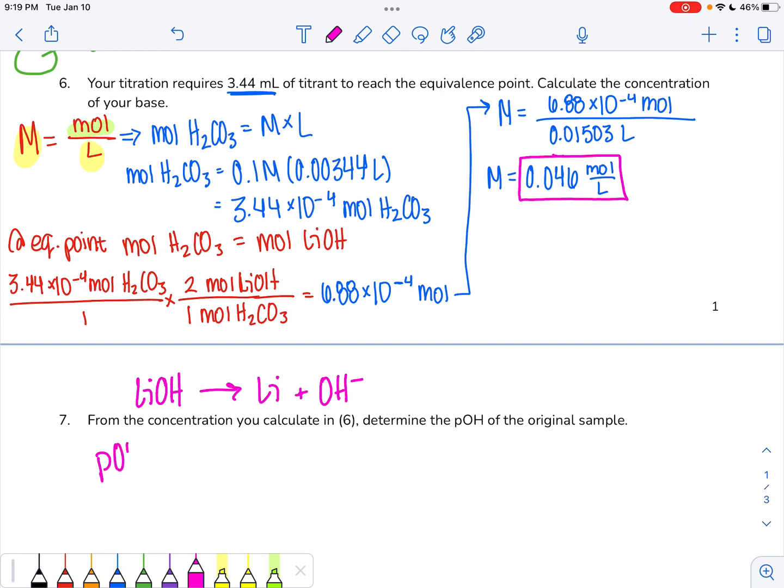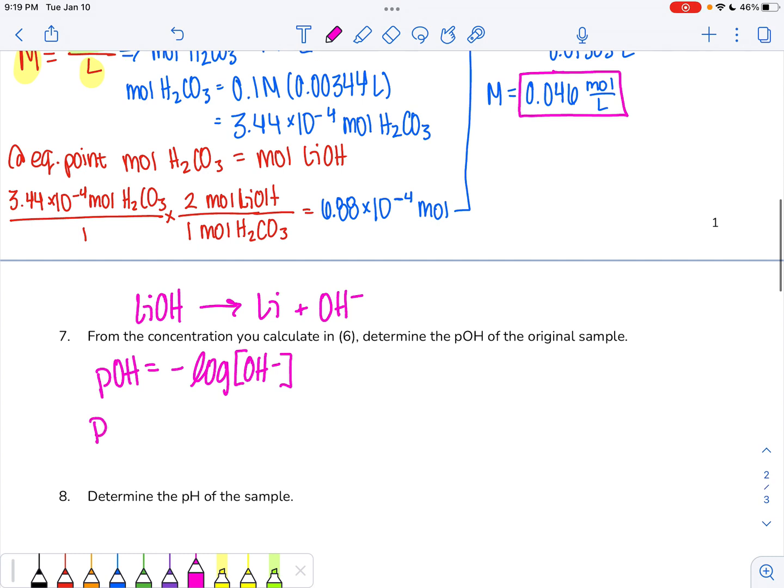So if we want to determine pOH, we know that the pOH is equal to the negative logarithm of the concentration of our hydroxide ions. That's its definition. So if I plug this into my formula, pOH is equal to the negative logarithm of my concentration, 0.046 moles per liter. Plugging this into our calculator gives us a pOH of 1.34. So there's the pOH of our original sample.